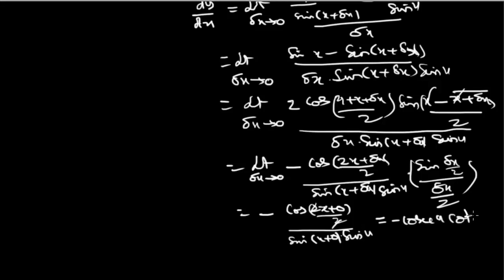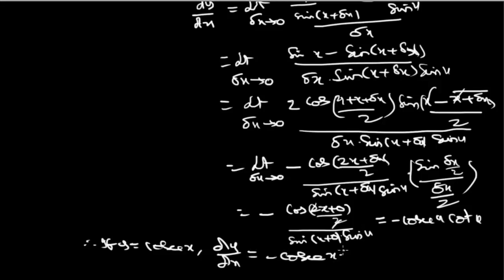Cot x. So conclude it. Therefore, if y is equal to cosecant x, dy by dx is equal to minus cosecant x into cot x.